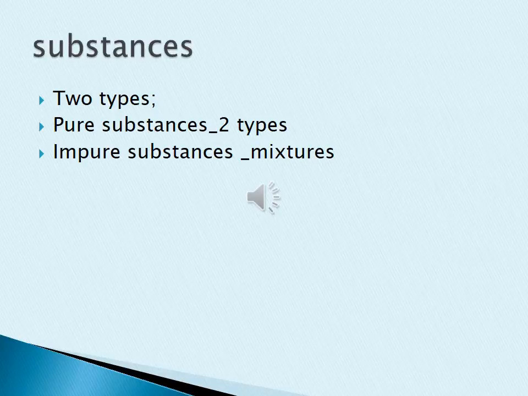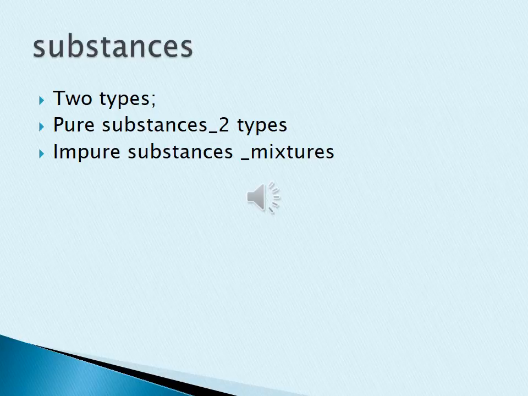Next, mixture. An impure substance made up of 2 or more kinds of elements or compounds or both. That's why it is called a mixture. Through this name we can understand it should be impure, because it has elements and also compounds. It has the properties of elements and also compounds.